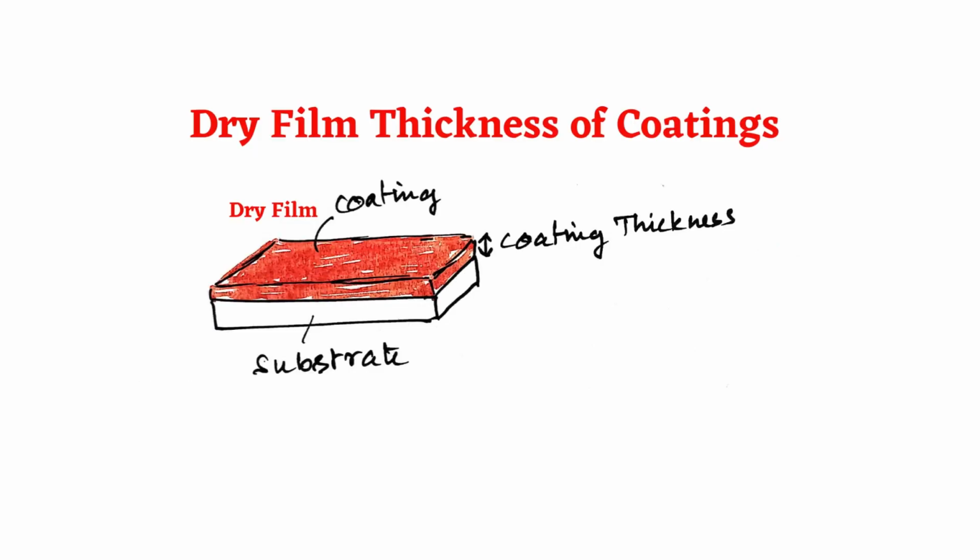Second is the dry film thickness gauge. Once the paint has dried, a dry film thickness gauge can be used. This tool measures the thickness of the coating after it has cured. Similar to the wet film thickness gauge, we have to follow the manufacturer's guidelines for accurate readings.